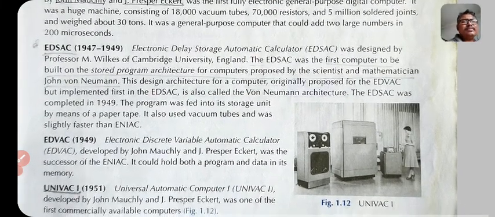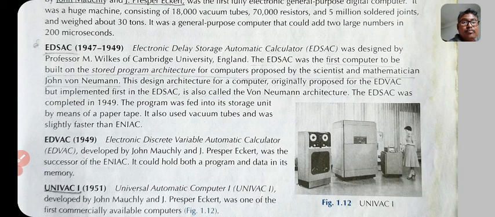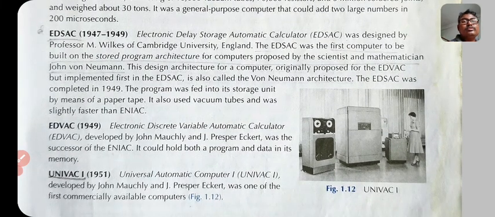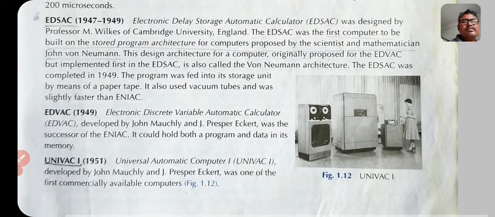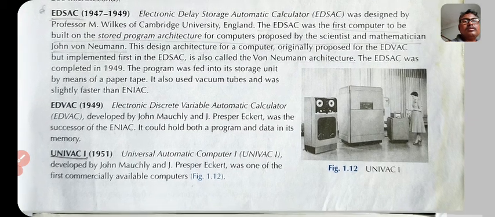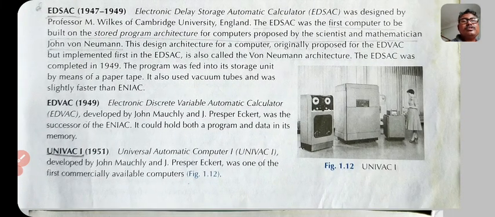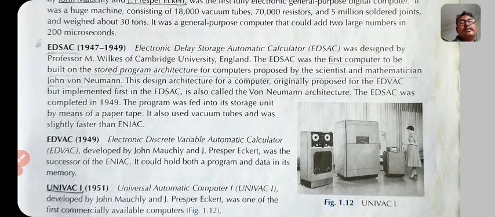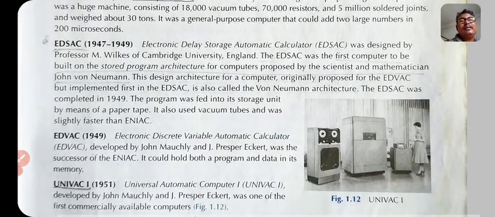Okay, EDSAC, what is it actually? It was built mainly for the stored program architecture. It was the first computer built for this purpose, the storing program architecture that John von Neumann introduced. Originally it was proposed for EDVAC, but it was implemented first on EDSAC. The program was fed into the storage unit by means of paper tape, and it used vacuum tubes and was only slightly faster than the ENIAC. Then after EDSAC, the EDVAC was introduced.